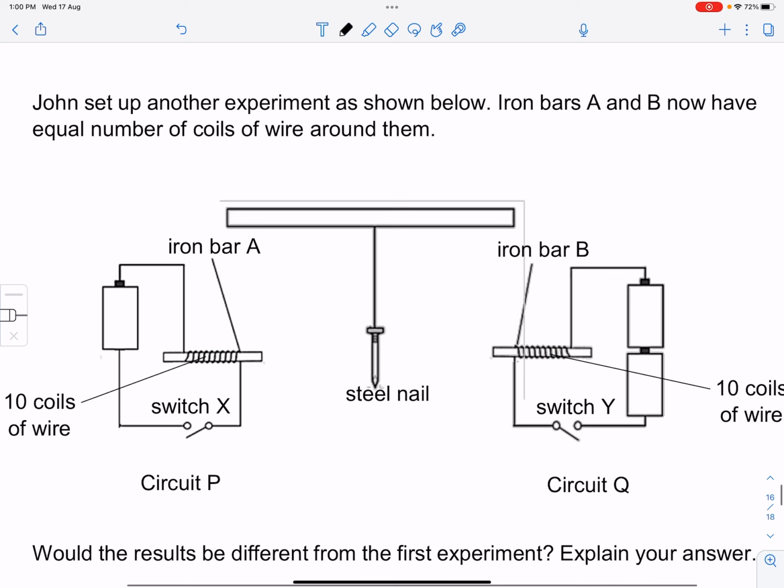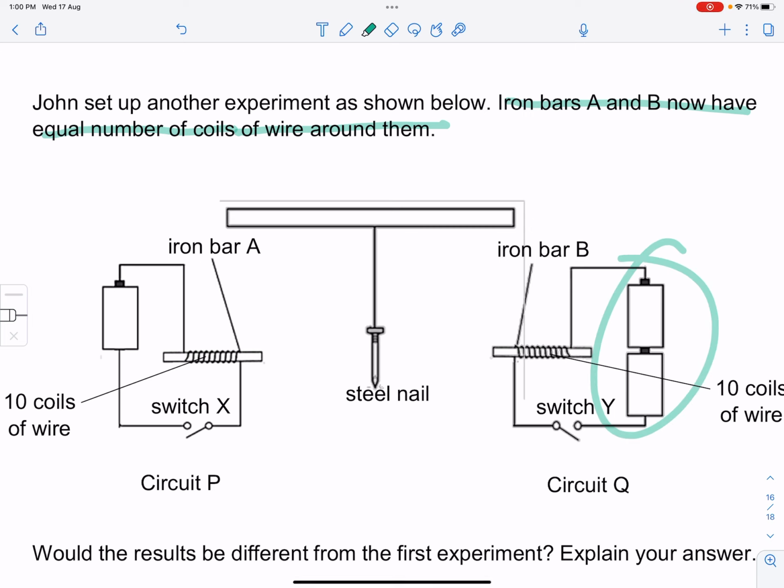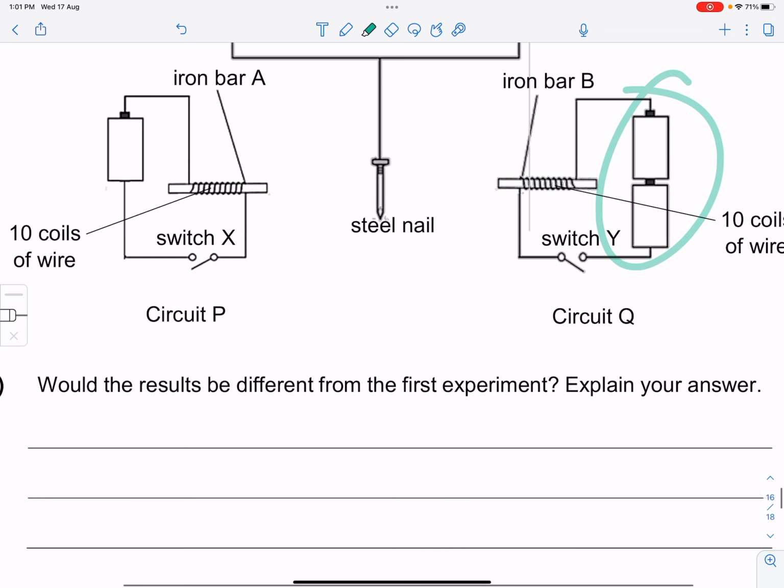Next question. John set up another experiment as shown below. Iron bars A and B now have an equal number of coils of wire around them. So now the wires are the same. What's remaining different is the number of batteries. Circuit Q still has more batteries than P. So they ask you, would the results be different from the first experiment? The answer would be no.